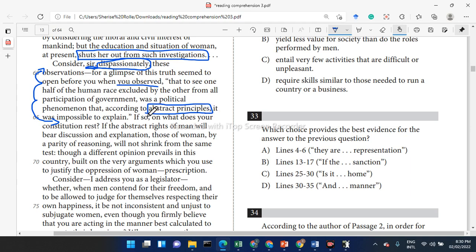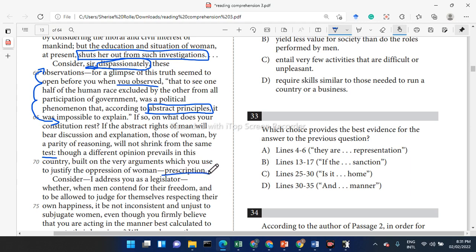Then she says, if you cannot explain it according to that, then on what ground are you trying to explain it? She says right there, if the abstract rights of man will bear discussion and explanation, those of woman by parity of reason will not shrink from the same test. She's saying that if you can explain the rights of a man using abstract principles, why can't you explain the rights of a woman using abstract principles? She says, though a different opinion prevails in this country, built on the very arguments which you use to justify the oppression of women, prescription.